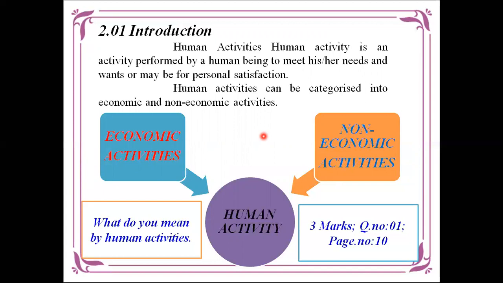How does satisfaction come? When a person gets a product and utilizes and uses the product, at that time itself the person gets personal satisfaction, which means the usage of the product leads to satisfaction.